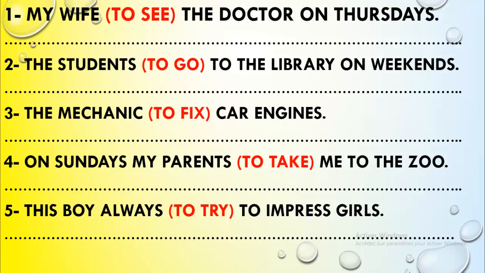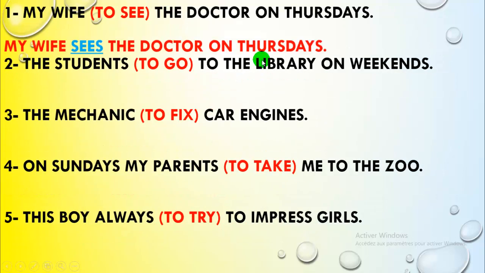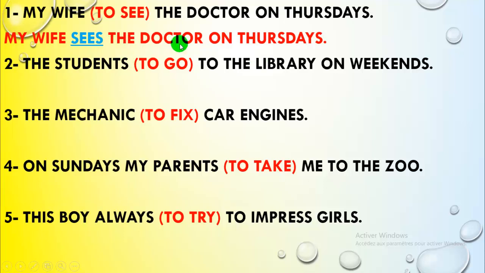So put your finger on the pause button. Take a piece of paper and a pencil. Do the exercise and come back later. Let's correct now. My wife to see the doctor on Thursday. My wife sees the doctor on Thursday. The verb ends in S because wife is third person singular.